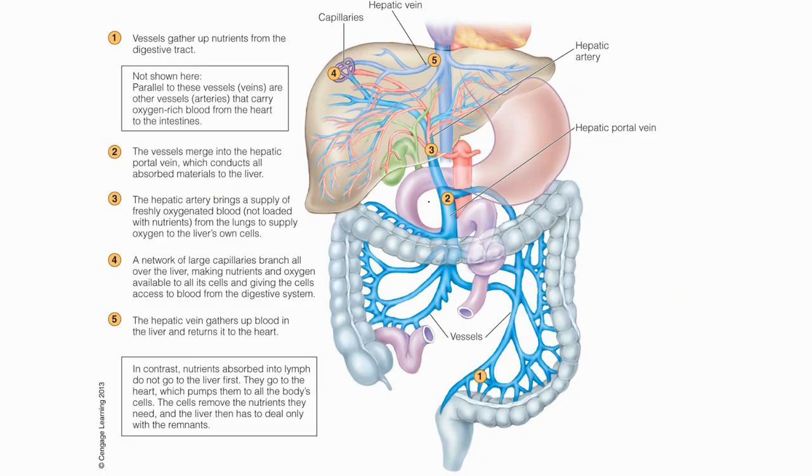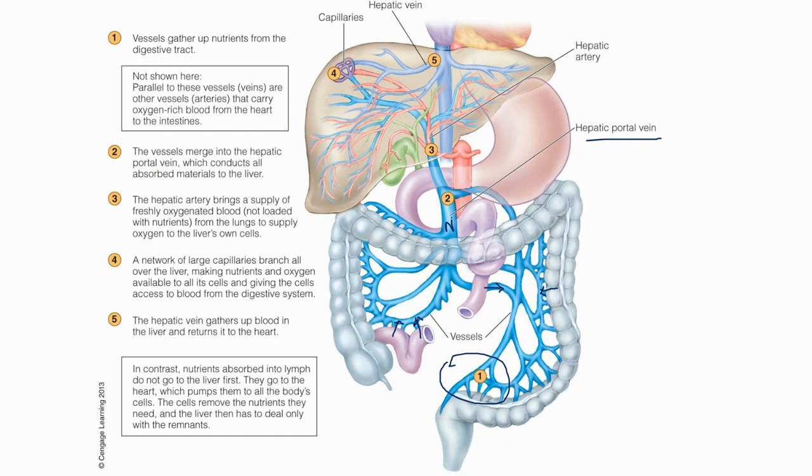Here's another picture showing you kind of the same thing. Vessels are going to gather nutrients from the digestive tract. So this vein right here, all these blue blood vessels, are picking up the nutrients from the digestive system, which you're not really seeing a whole lot of here. A lot of that small intestine has been removed, but it's entering into that blood vessel, into the capillaries, and then all of that nutrient-rich blood is going to travel by way of the hepatic portal vein to the liver.